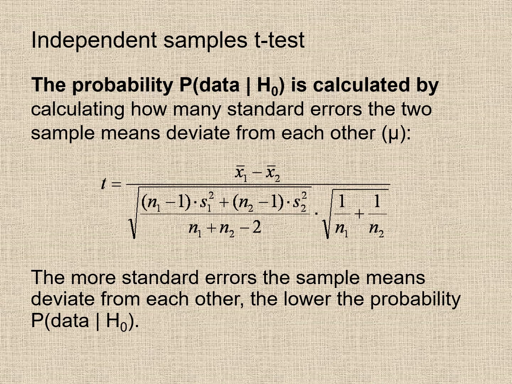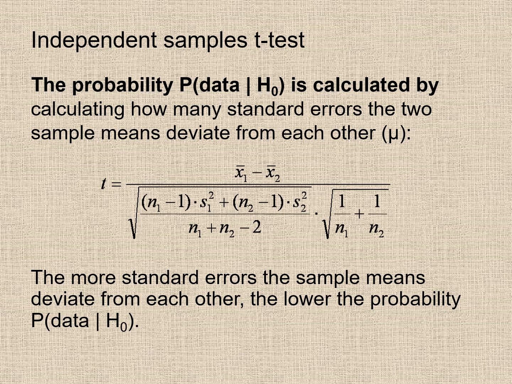So how do we calculate this p-value? Well, we do it by way of the independent samples t-test, by way of calculating a t-value. And here we see the formula for the independent samples t-test. As you see in the numerator, we have the difference between the two sample means. So we take the mean, x bar 1 for sample 1, minus the mean for sample 2, x bar 2. So that's the observed difference between the sample means.